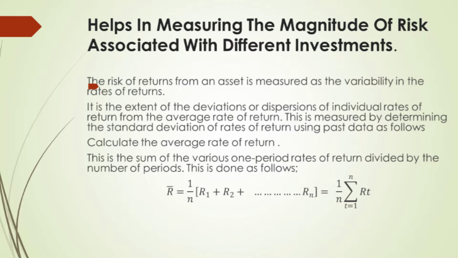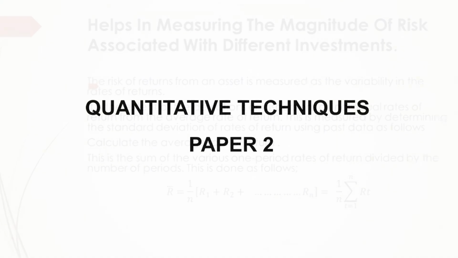So have that estimator. So you get the mean, that's denoted by R bar. Then you calculate the deviations of individual rates of returns from the average rate of return. That's the procedure of computing for standard deviation.